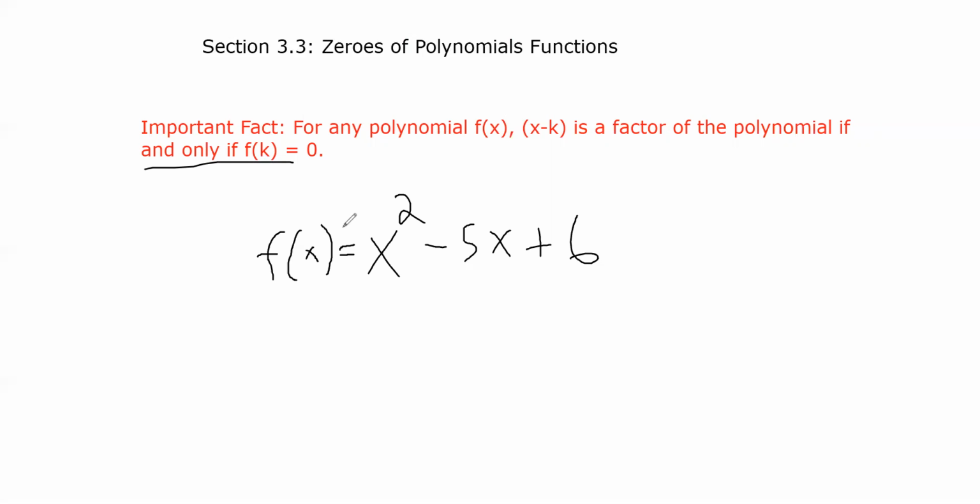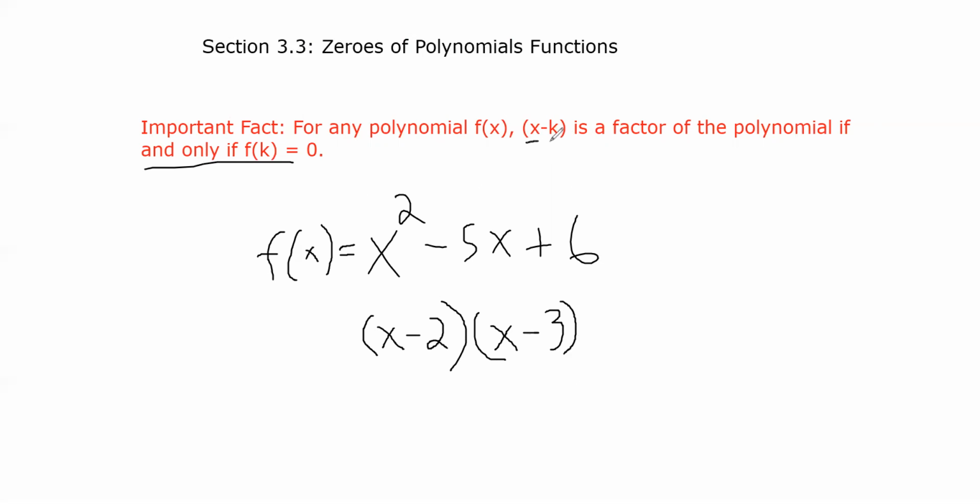So what I'm going to do is I'm going to show you, let's factor this guy. So we need two numbers that multiply to positive 6, but when I add those numbers together, I get negative 5. Well, clearly you can see that that's going to be x minus 2 and x minus 3. So this factors as this.